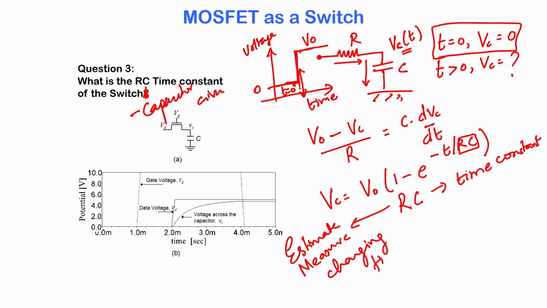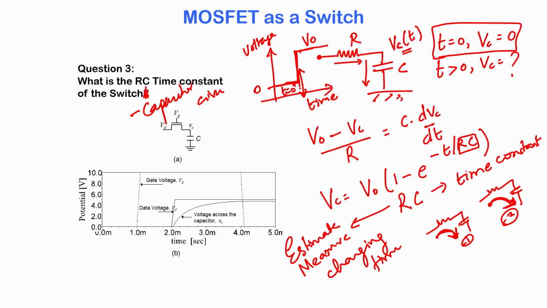If you want to compare two RC circuits, and you say that this one has a smaller time constant than that one, which means to say that this circuit will charge faster as compared to circuit 2, which means circuit 1 is faster compared to circuit 2. So, the time constant is a good measure.